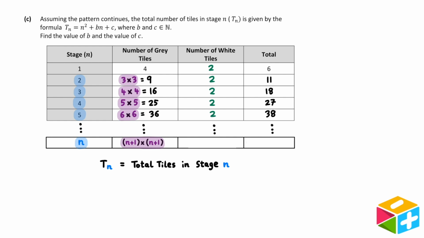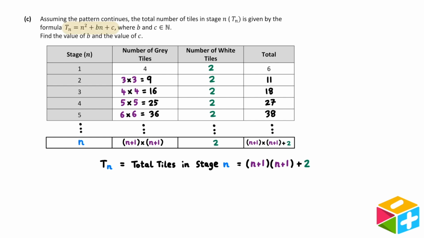The number of white tiles is a bit easier. It's 2 in every single stage, so there'll be 2 white tiles in stage n. The total number of tiles can be found by adding these two numbers together. So, we found an expression for the total tiles in stage n. It's (n+1) times (n+1) plus 2.